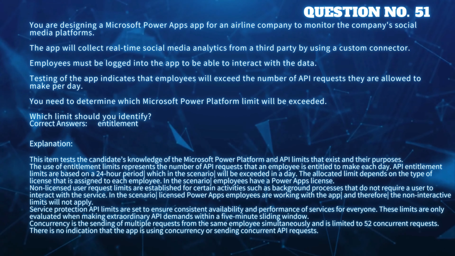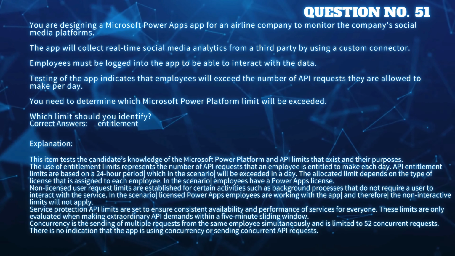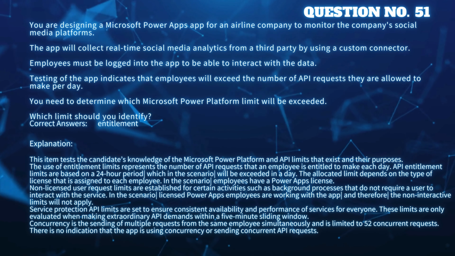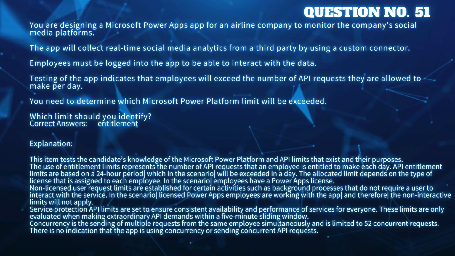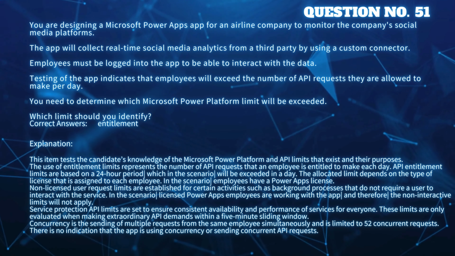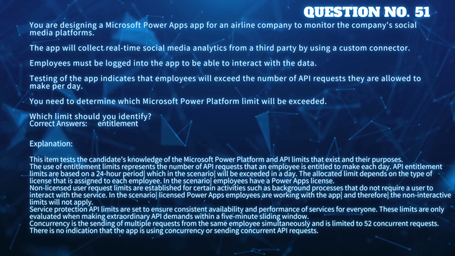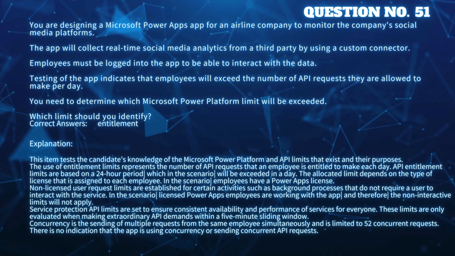These limits are only evaluated when making extraordinary API demands within a 5-minute sliding window. Concurrency is the sending of multiple requests from the same employee simultaneously and is limited to 52 concurrent requests. There is no indication that the app is using concurrency or sending concurrent API requests.